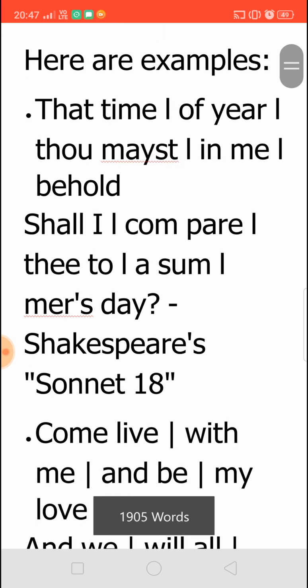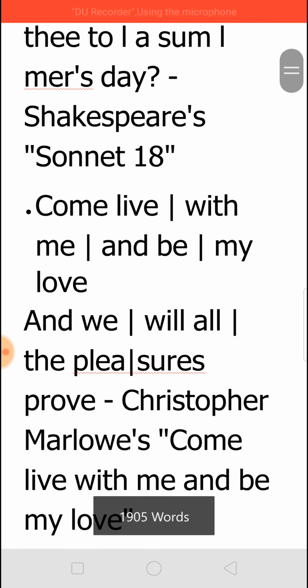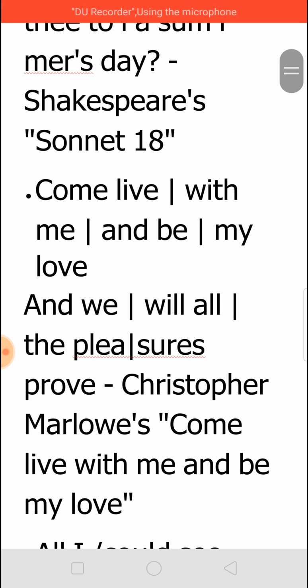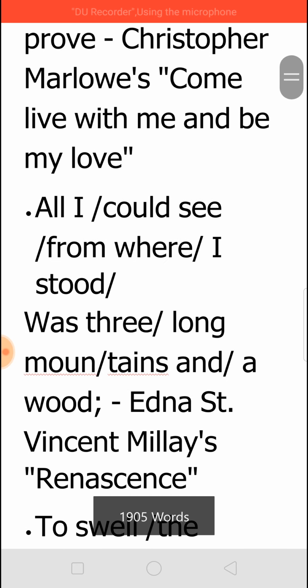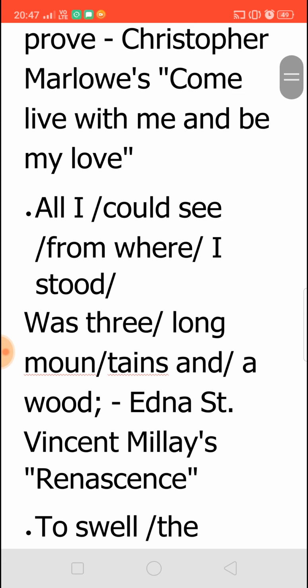Another example is Christopher Marlowe's Come Live With Me and Be My Love. See the way it is coming. Come live with me and be my love, and we will all the pleasures prove. So this is the way it is coming. One more example I have taken from Edna St. Vincent Millay's Renaissance. All I could see from where I stood was three long mountains and a wood.